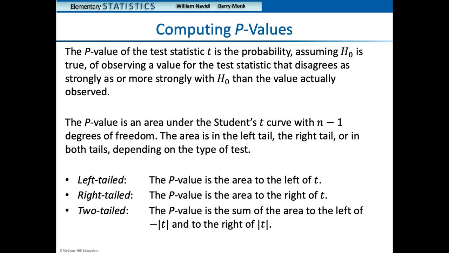The p-value is an area under the student's t-curve with n minus 1 degrees of freedom. And this area will either be in the left tail, the right tail, or both tails, depending on the type of test. So this is really no different from what we learned in the previous section, except that the areas, or the tails being described here, correspond to that of a student's t distribution curve, not a normal curve.